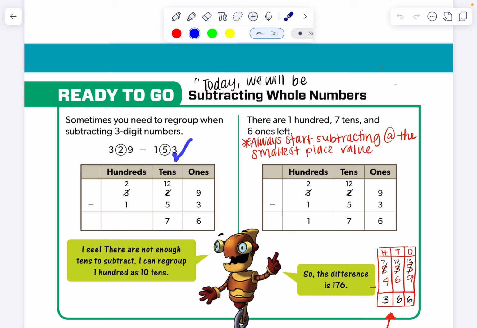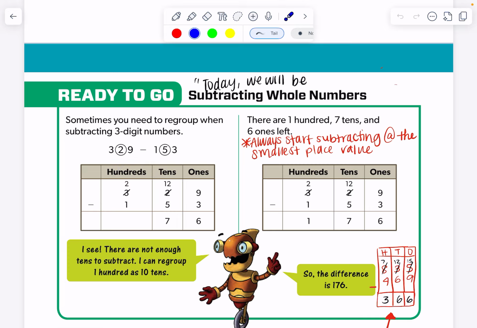Then we move on to our tens place, starting out with 2 tens, and we have to take 5 away from those 2 tens. Because you cannot take 5 from 2, we will need to regroup. We would have to go over to our next place value, which is the hundreds place, and regroup one of those 300s as 10 tens. So again, we would have to take away one of those hundreds and regroup it as 10 tens.